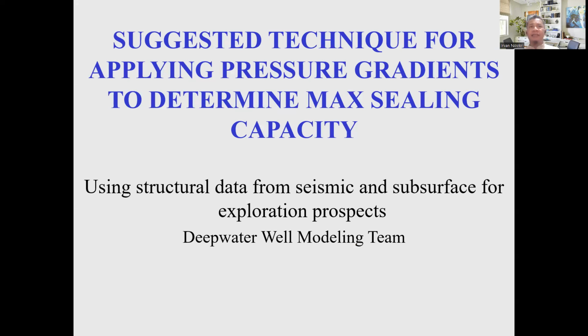The next slide, a technique for applying a pressure gradient to find the maximum sealing capacity. This technique involves using varying levels of pressure to assess the ability of the shale to prevent leakage or maintain a tight seal. By applying different pressure gradients, the maximum sealing capacity of the shale can be determined.